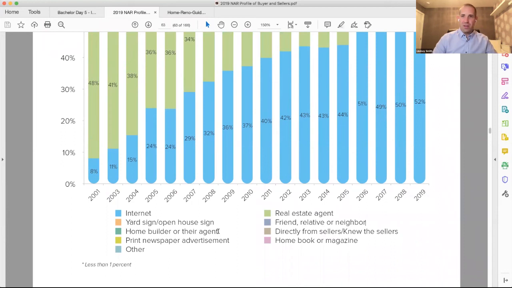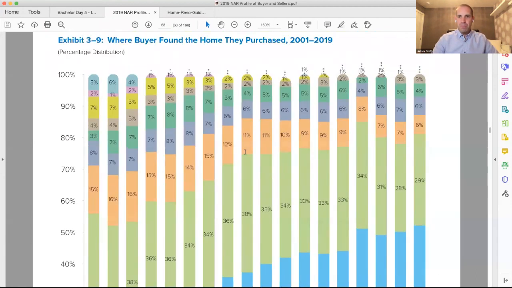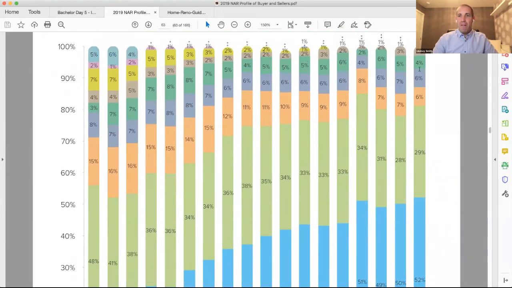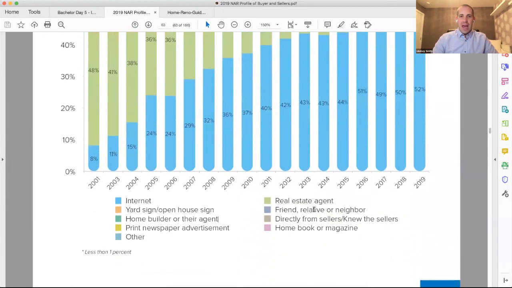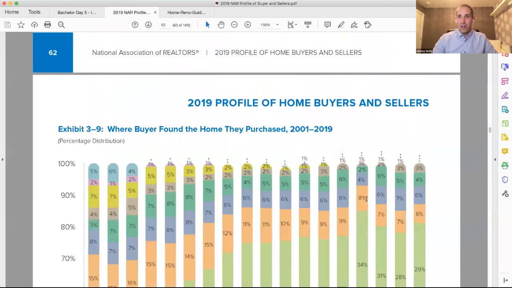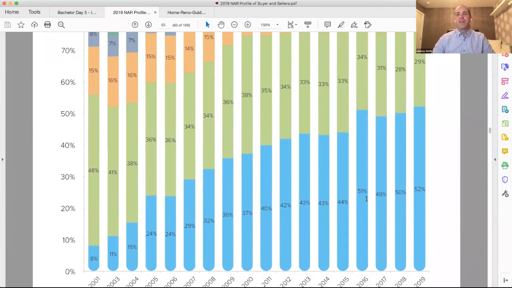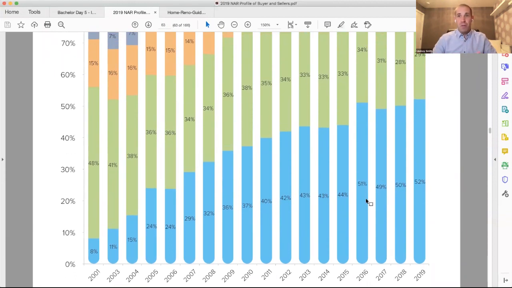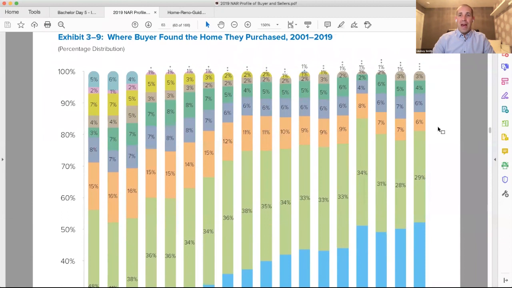The next one was the home builder. So they actually found it because there was a show home or an advertisement for that show home, or the home builder's agent as well. That is 4% of people. And then the last one is they directly knew the sellers, or they bought it directly from the sellers. Now, this isn't even for sale by owner, because lots of those are listed on the MLS, in which case they find it on the internet. But if they happen to know the people directly, they went through there, and that is 3%.